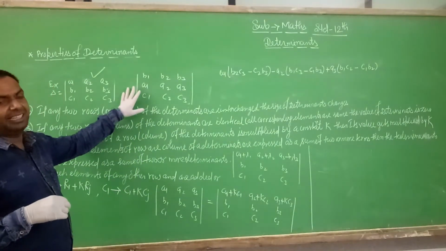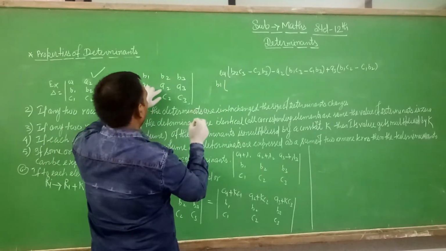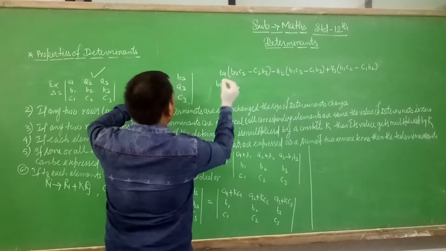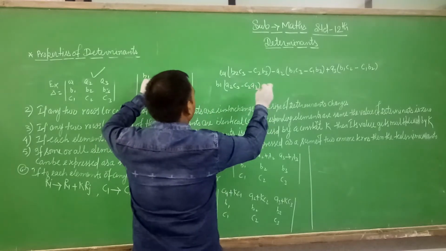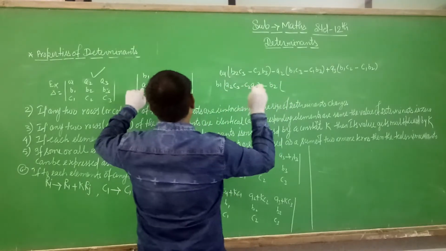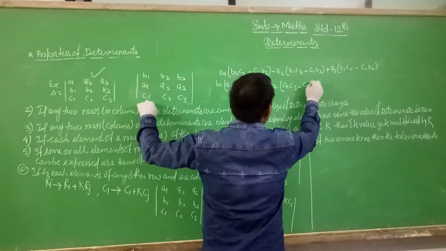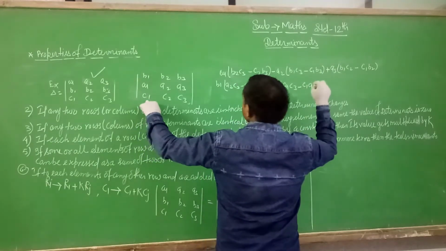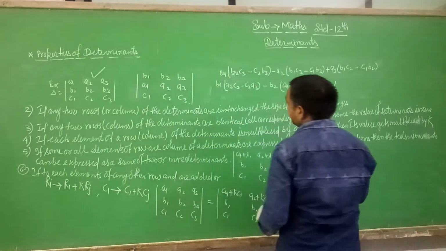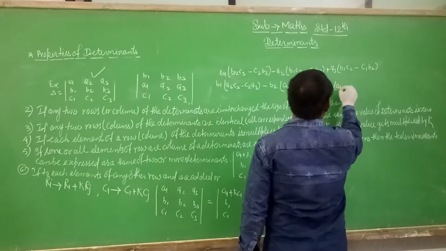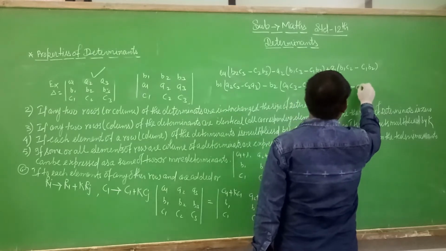Here you change the determinant after the expansion. Here I expand along B1. So B1 times A2 C3 minus C2 A3, and minus B2 times A1 C3 minus C1 A3, and plus B3 times A1 C2 minus C1 A2.